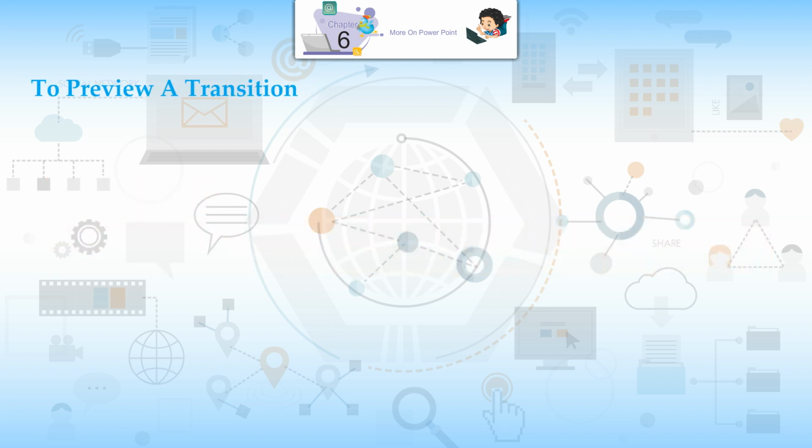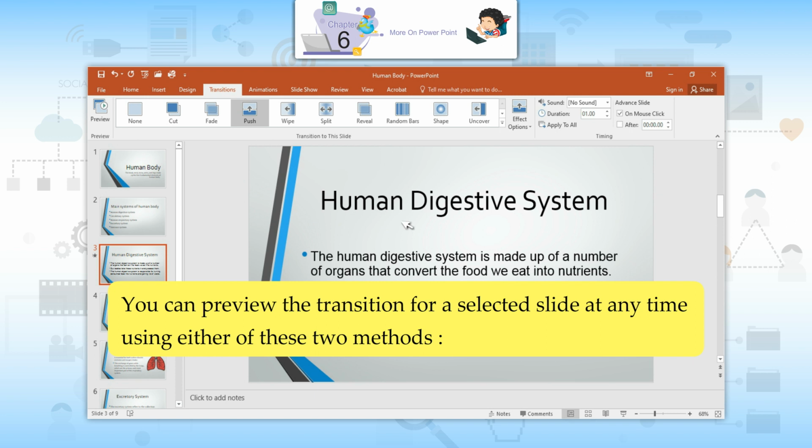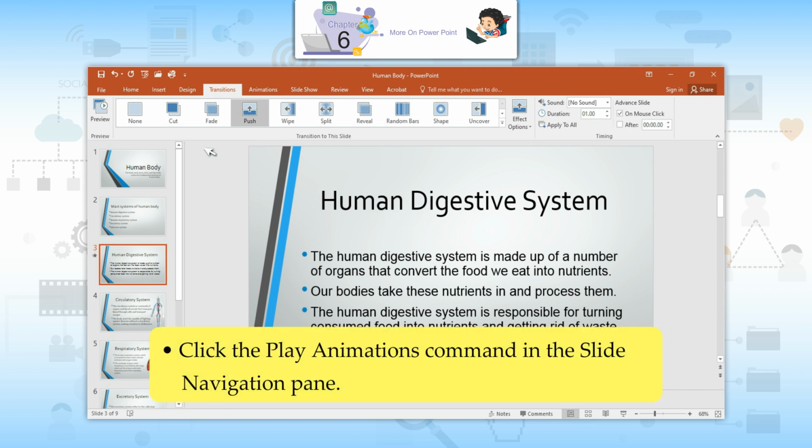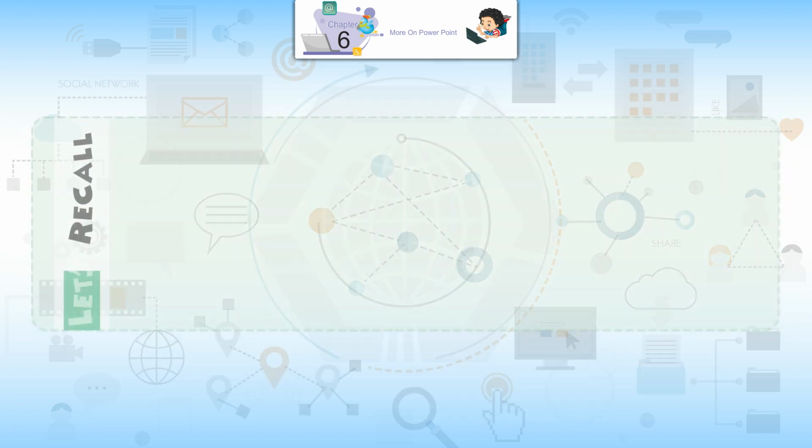To preview a transition, you can preview the transition for a selected slide at any time using either of these two methods. Click the Preview command on the Transitions tab. Click the Play Animations command in the Slide Navigation pane.